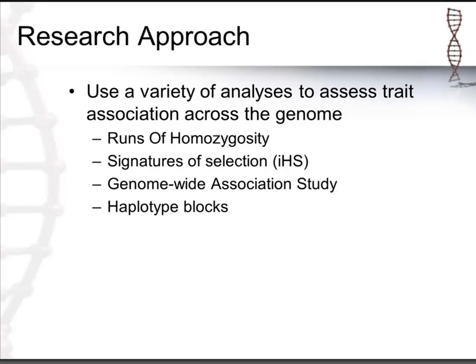So the research approach that we used was really a variety of analyses. It was myself and one other colleague on this particular project, Dr. Isu Kim, now at Iowa State. We were looking at runs of homozygosity, signatures of selection, genome-wide association study, as well as haplotype blocks. So we put a number of different analyses together to see if they pointed to the same region.